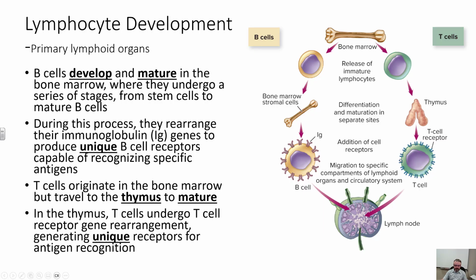From there then, they will migrate to the lymph nodes and end up waiting in the lymph node, which is technically a secondary organ, where they will sit for long periods of time and wait for an antigen to be presented to them in a couple of different ways. So the T cells get their own unique receptors, the B cells get their own unique receptors, and then they move off into the lymph nodes waiting for an antigen to be presented to them.